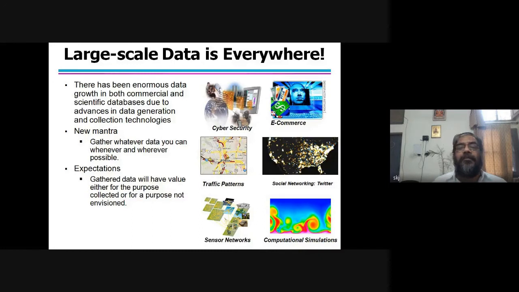The meaning is that wherever data is available, you collect it. Currently you might not have an idea whether it has some knowledge or not, but it is expected that it should have some kind of hidden knowledge. So gathered data will have value, either for the purpose it was collected, where you might be aware in advance that such and such knowledge may be here, or sometimes you might not be aware. Even then, we can assume that some kind of useful knowledge is there. So this was just to show you enormous data in different kinds of applications.